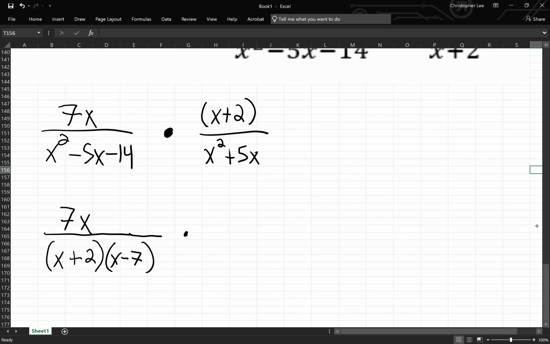Because remember, they have to multiply to negative 14 and add up to negative 5. Got you. Makes sense. What about the bottom though? How do you do that?